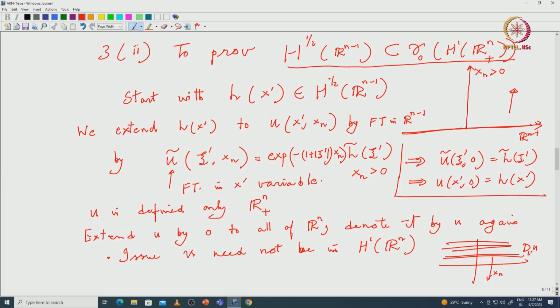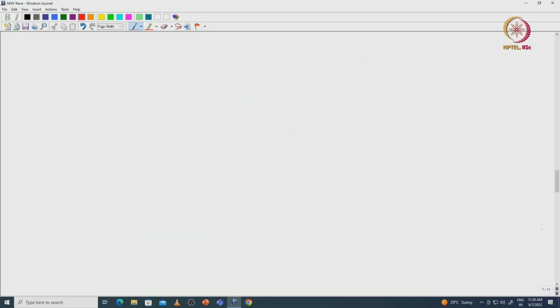Therefore, with everything in Fourier terms, it is not possible to prove that (1 plus mod psi squared)^{1/2} u hat is in L2 of R^n. This is not possible. So first you have to understand these troubles.